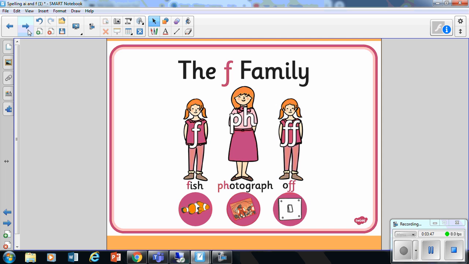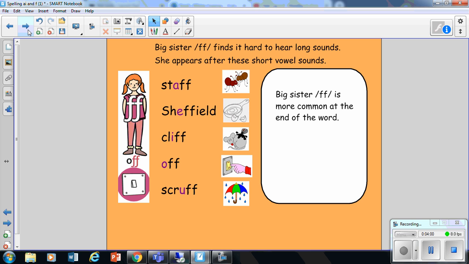The next thing we're going to do is meet the phoneme family. As you can see, there are three beautiful members of this family, and we're going to get to know them a bit more. At first we've got the big sister, and she uses the two letter Fs. You will notice that she finds it hard to hear long sounds.